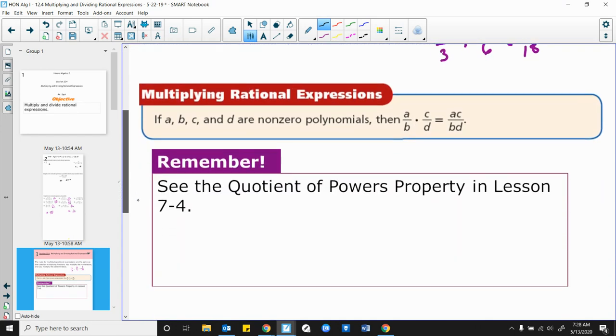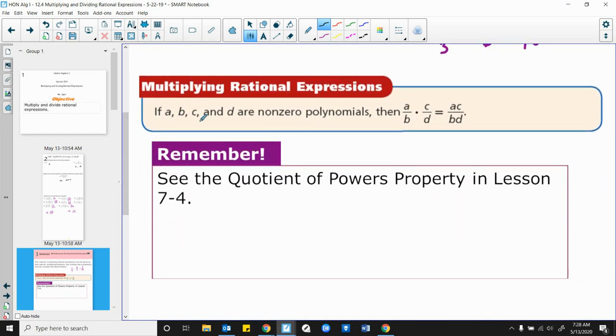You see it again here. If A, B, C, and D are non-zero polynomials, then if I have A over B times C over D, I would take A times C for the top, and I would take B times D for the bottom. One other good note is to see the quotient of powers property.